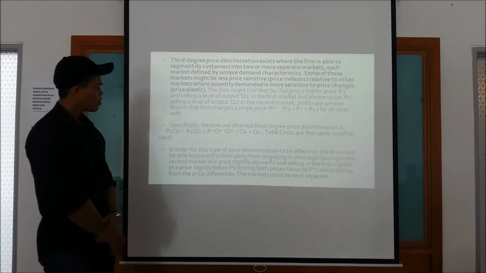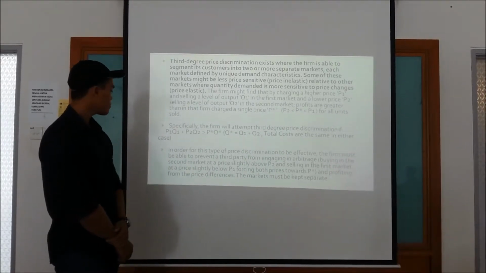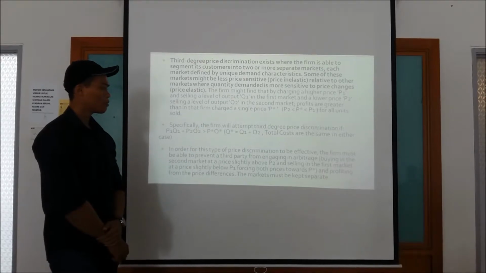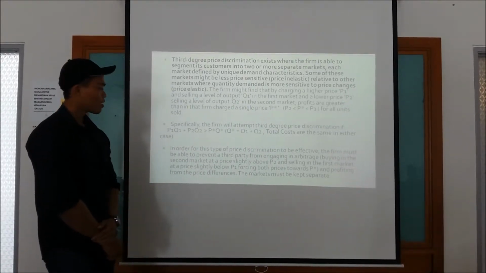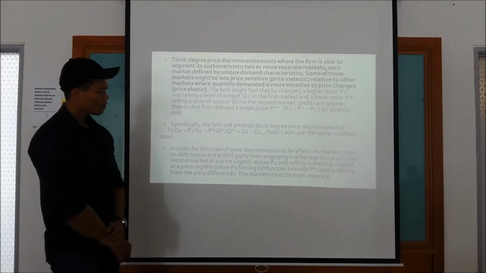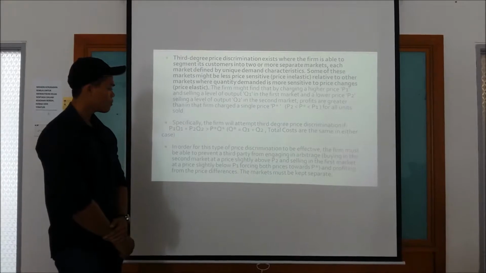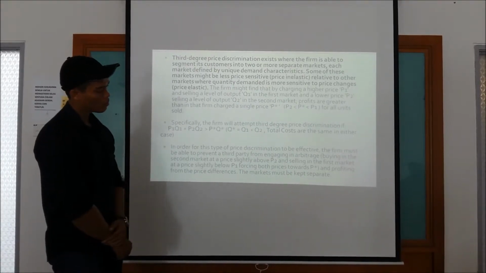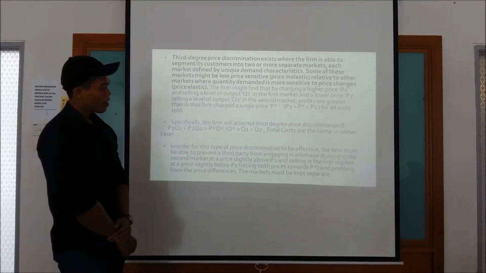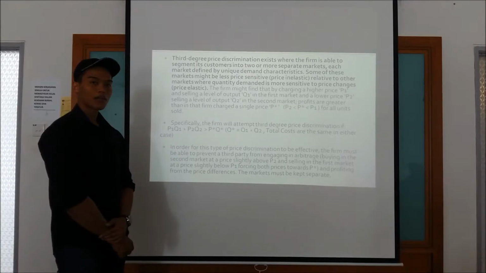In order for this type of price discrimination to be effective, the firm must be able to prevent a third party from engaging in arbitrage, which is buying in the second market at a price slightly above price 2 and selling in the first market at a price slightly below price 1, forcing both prices toward a new price and profiting from the price differences. The markets must be kept separate.